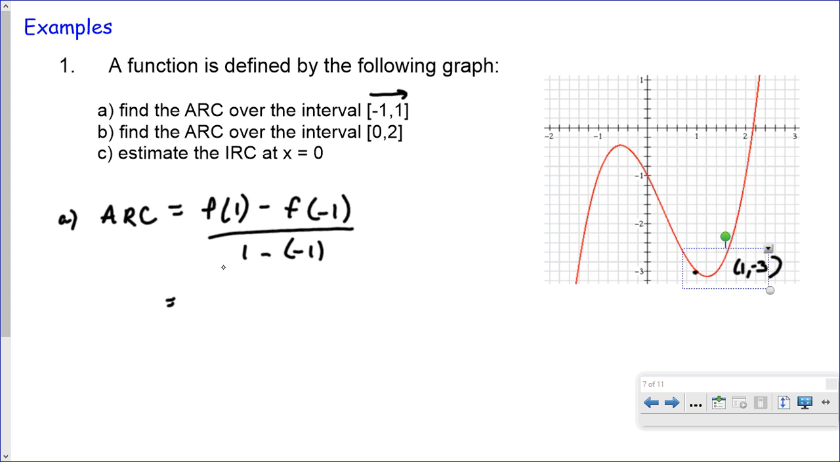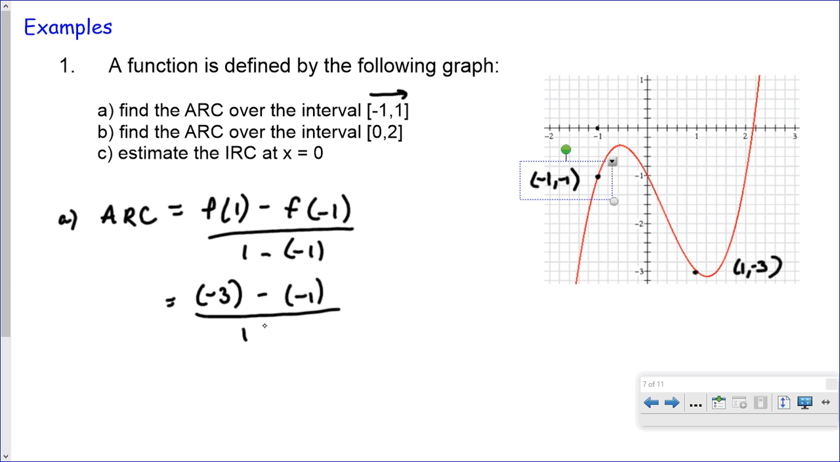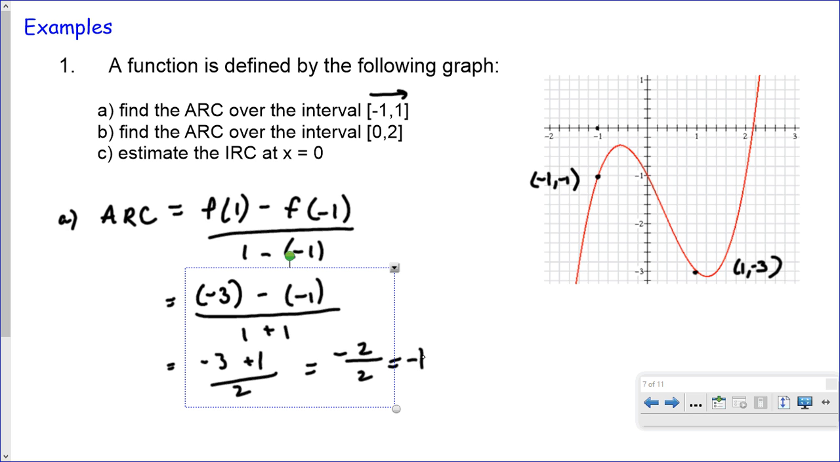Okay, so the value of the function at 1 is negative 3. Again, I'm going to subtract the value of the function at negative 1. Okay, it looks like it's negative 1. And then 1, that'll be a plus 1. So I've got negative 3 plus 1 over 2. Okay, negative 2 over 2, or negative 1. So the average rate of change is negative 1.